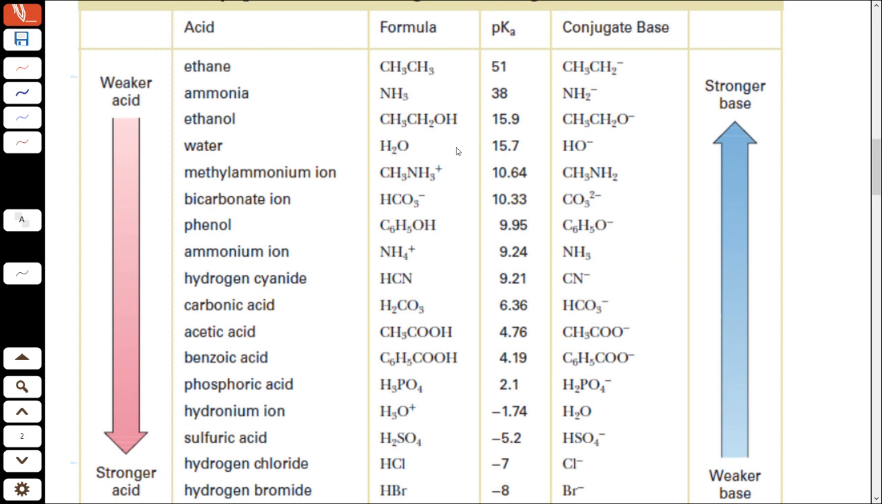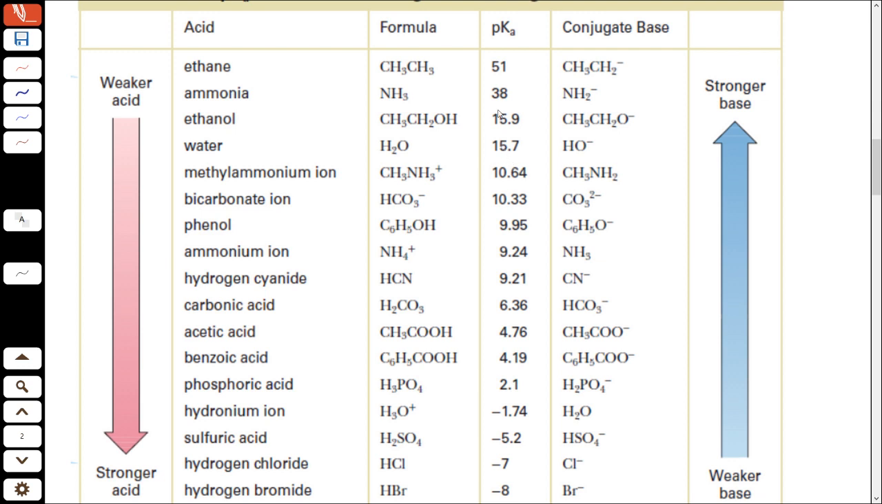It's weaker, right? Because that number is quite a bit bigger. Also notice that this is a log scale. We used logs, so every one pKa value is really a 10 times difference. So the difference between acetic acid at 4.75 and water at 15.7 is a huge, huge difference in acidity, which makes sense because we know acetic acid is a fairly strong acid, and water is definitely not.